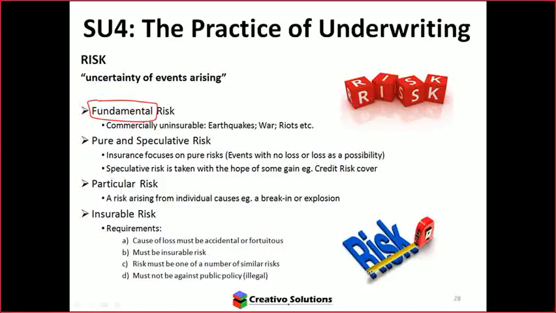So here with a pure risk, you're looking at events with no loss or loss as a possibility. Pure risk cannot involve a possible profit. So there's no speculation, which is the next bit. A speculative risk is when we're looking at the hope for some gain, like credit risk cover. There's a possibility of profit. Pure risk involves two outcomes, either loss or no loss.